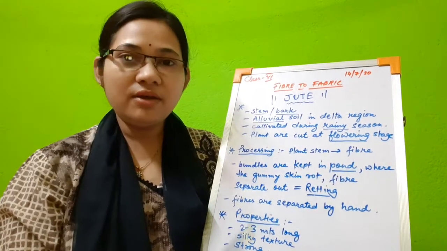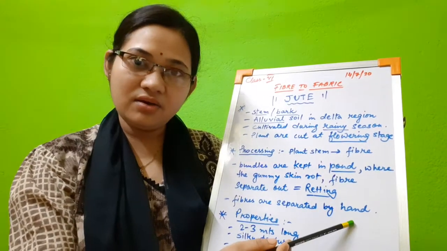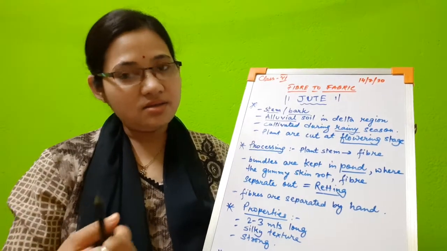After retting, what happens? The fibers now become separated, so these fibers can be separated out by hand. There are people who separate these strands out.